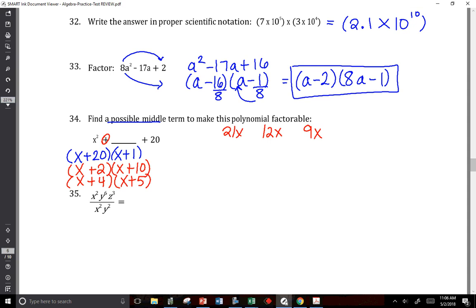Division means subtraction. That's just the rule for variables with exponents. So if you had x to the a over x to the b, that's the same thing as x to the a minus b, no matter what the numbers are.